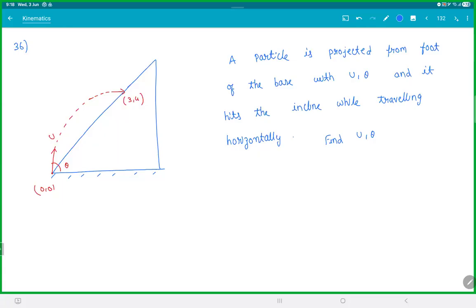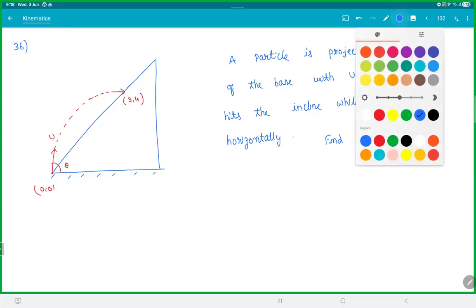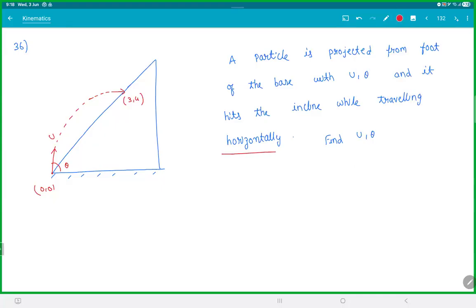How do we do this? I'll give you a hint. The keyword is this. That is a keyword in the whole equation.